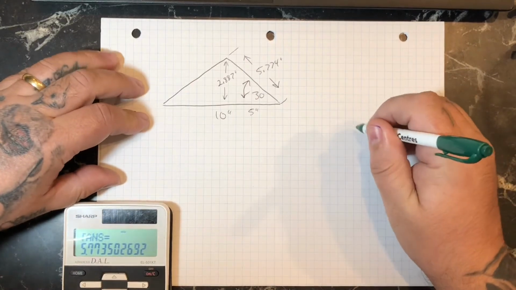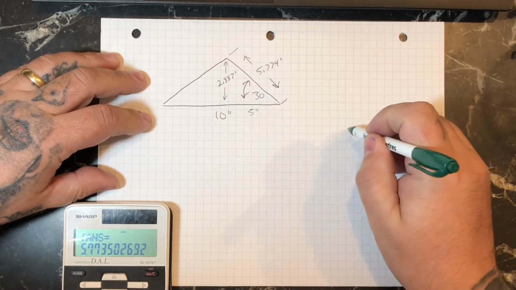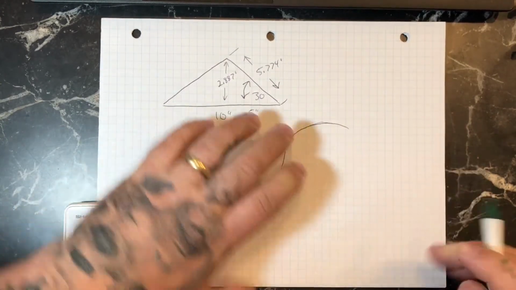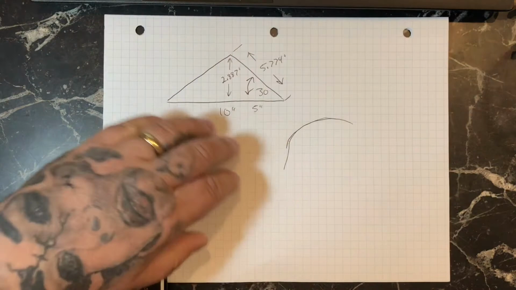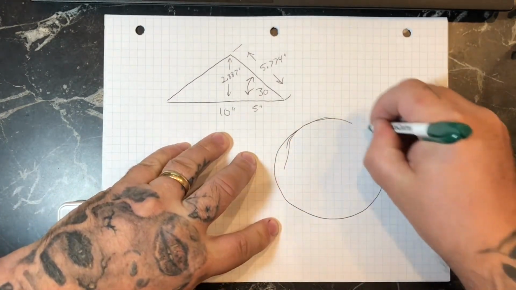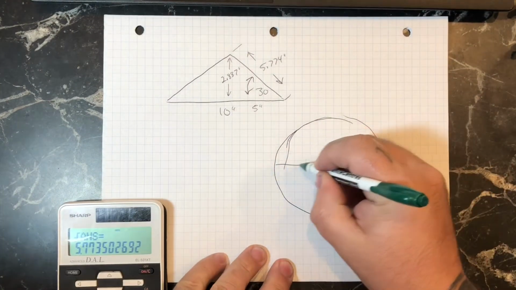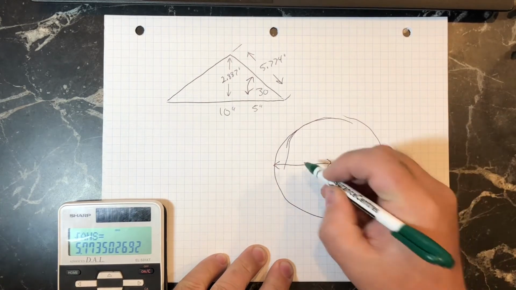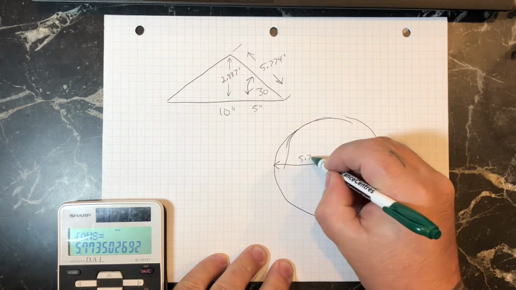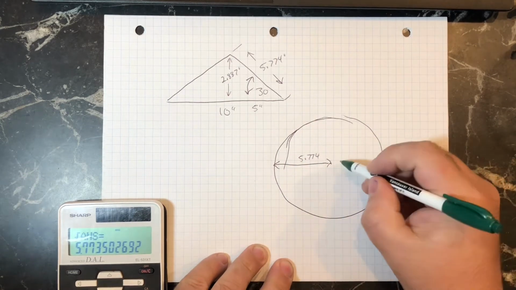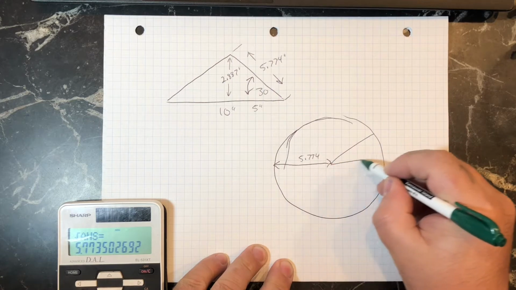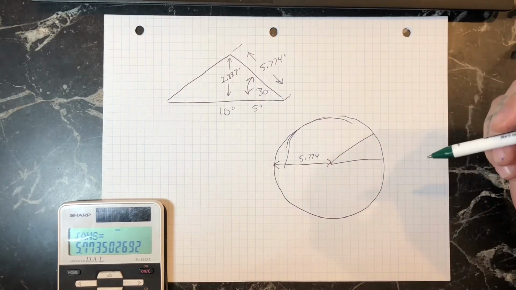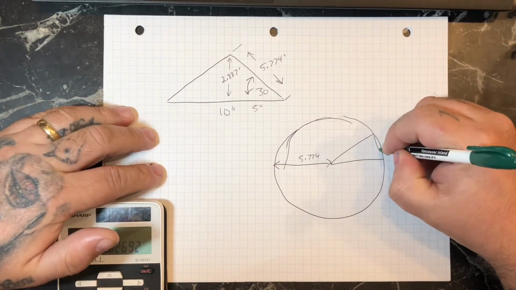That's going to end up being the radius of the circle that I need to make that rain cap. So, 5.774 radius. But I need to have a chord length. There's going to be a little piece of pie that gets cut out of that circle, so it'll form the rain cap. And I'm looking for the chord length here.